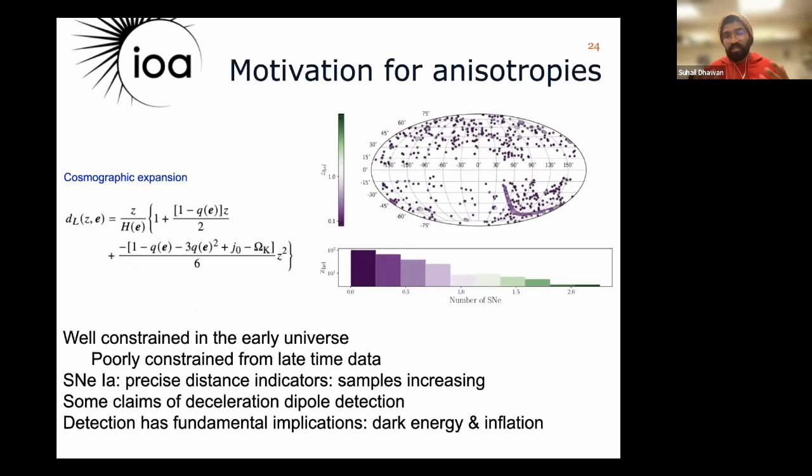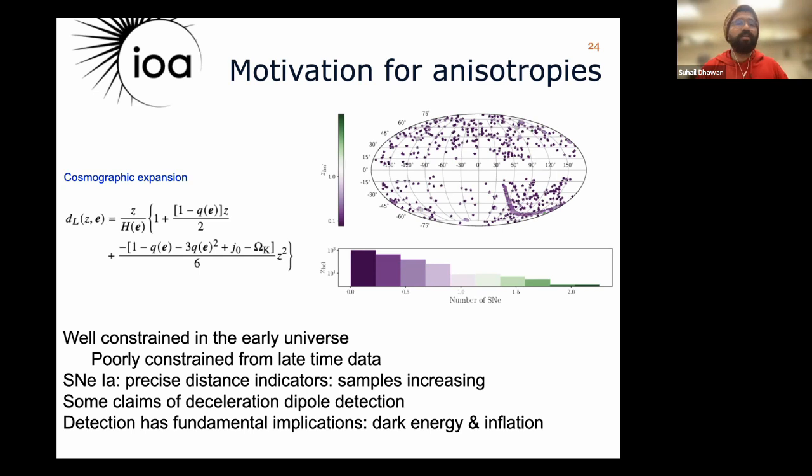Now, the reason why this is exciting is because now we actually have surveys, like I mentioned with ZTF, but also like with the cross calibration of different surveys in Pantheon Plus, where we can start to test the constraints on the luminosity distance as a function of the direction on the sky. So this is the sort of generalized cosmographic expansion. So in the FRW case, this would just be Q0 and H0, whereas here we're constraining H and Q as a function of the direction.